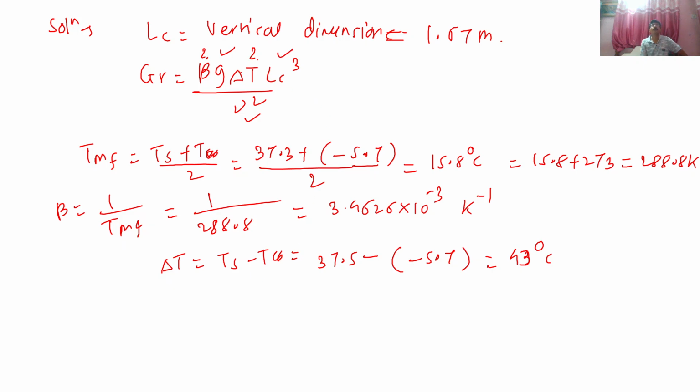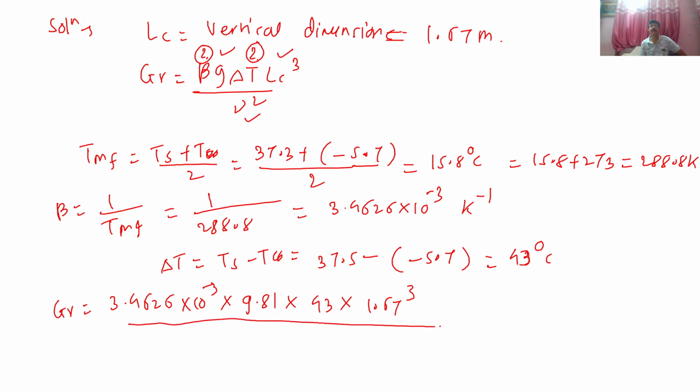तो डेल्टा टी भी हुआ. ये क्वेश्चन मार्क निकल गया, ये क्वेश्चन मार्क निकल गया. I think now everything is known. It is straightforward. Grashof number, बीटा की वैल्यू पुट करते हैं. How much it is? 3.4626 into 10 raised to minus 3 into g की वैल्यू है 9.81, डेल्टा टी की वैल्यू आई 43 into LC की वैल्यू आई 1.67 cube, LC cube, और nu square.